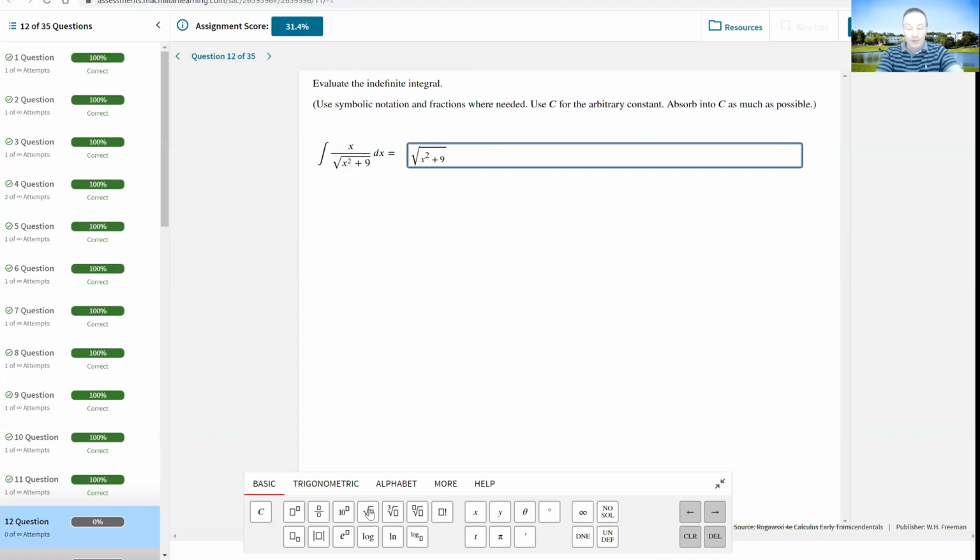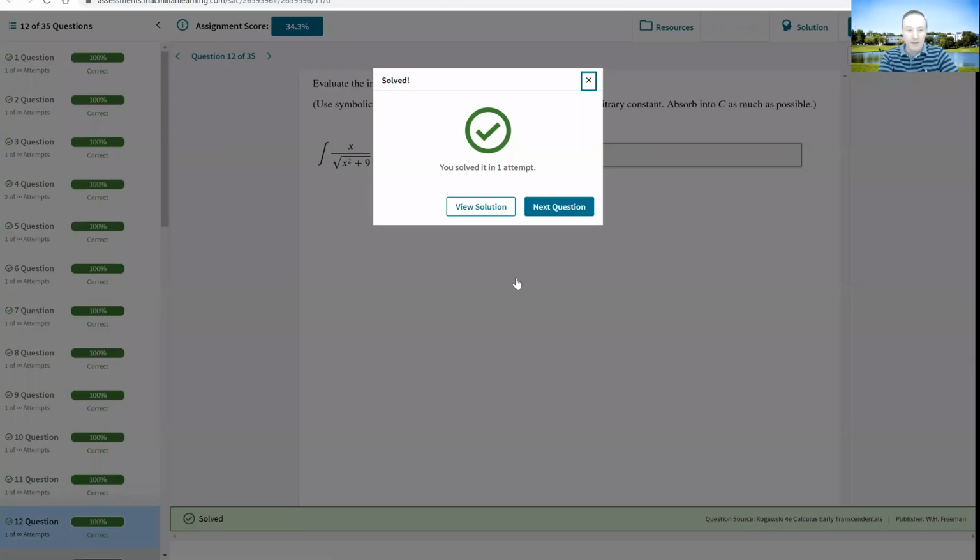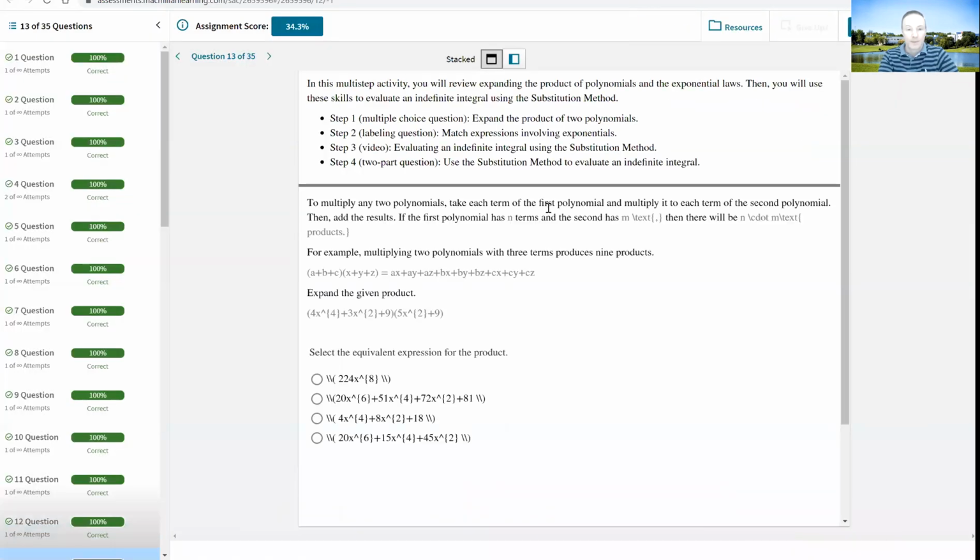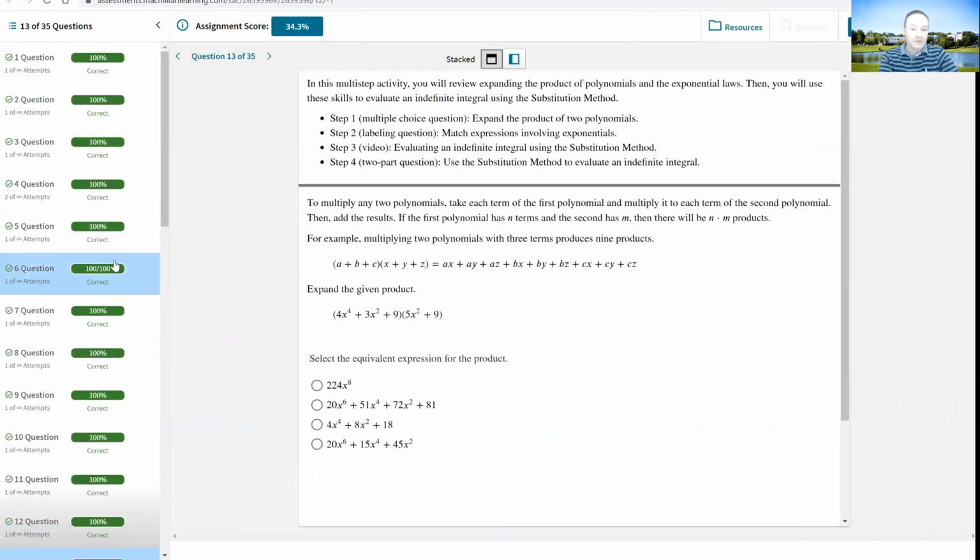And then we had that plus the constant of integration, plus c. We'll check that answer, and they like it. Okay, now this next one is getting into where they're going to have a video example here for us.